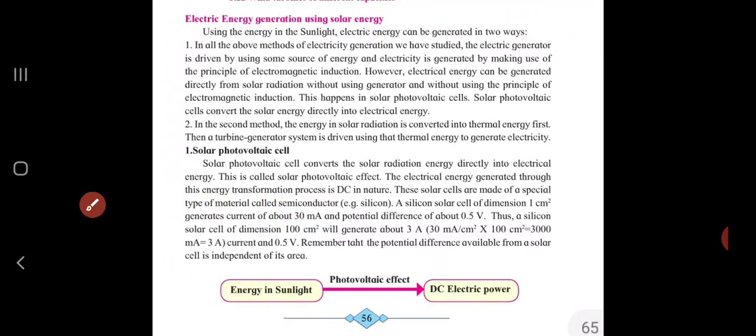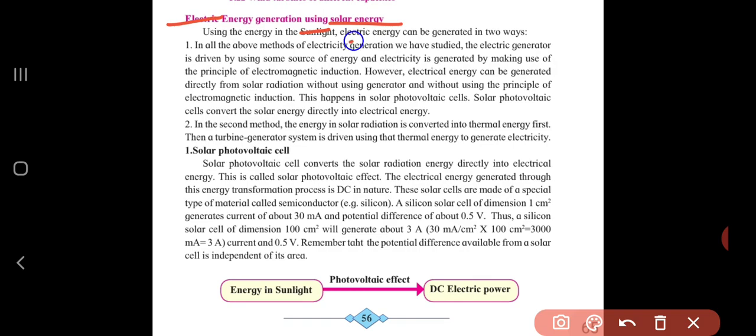Now we are moving towards another important source of energy, solar energy. So electric energy generation using solar energy. Using the energy in the sunlight, electric energy can be generated in two ways. There are two ways.